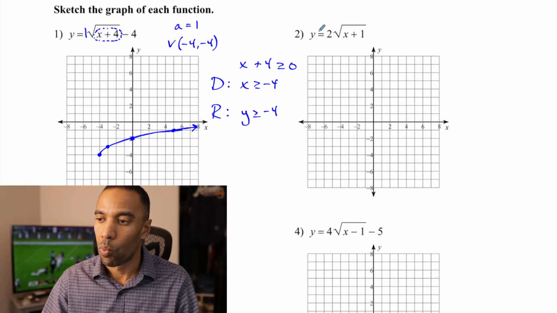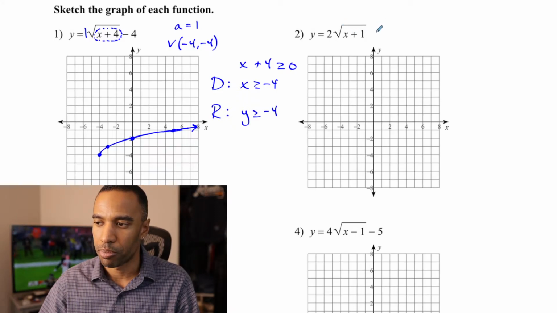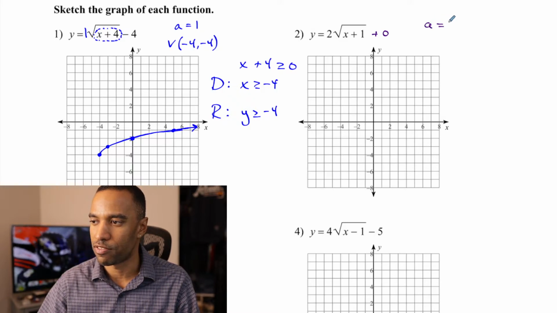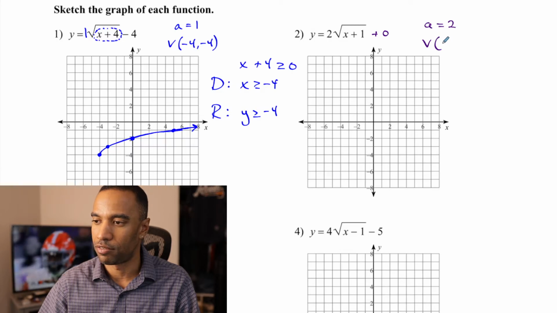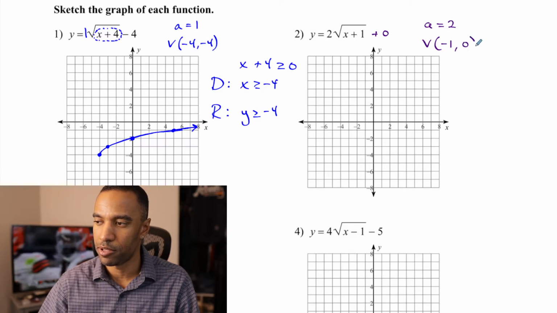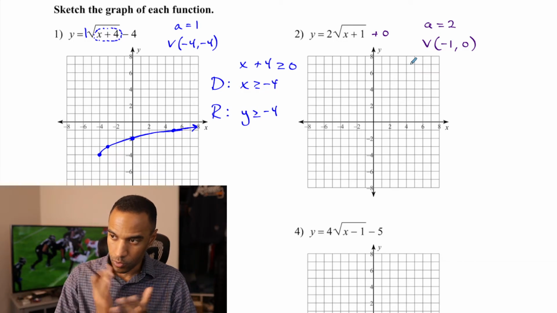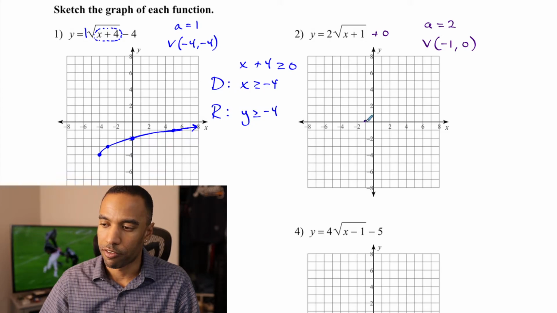Number 2, y equals 2 times the square root of x plus 1. And if you want your plus k, that would be a plus 0 in essence. So you have a stretch factor of 2, a vertical stretch factor, and a vertex of -1, flip, keep 0. So we're going to start at -1, 0. We're going to vertically stretch all our values by 2 and go from there. So we start from here.